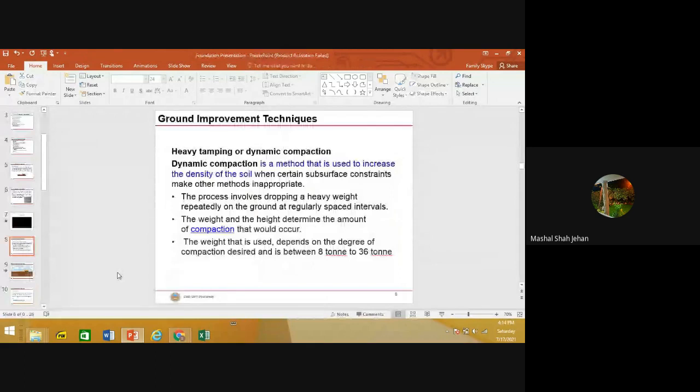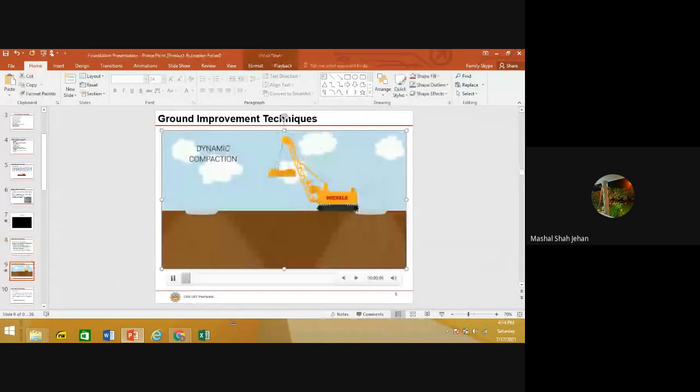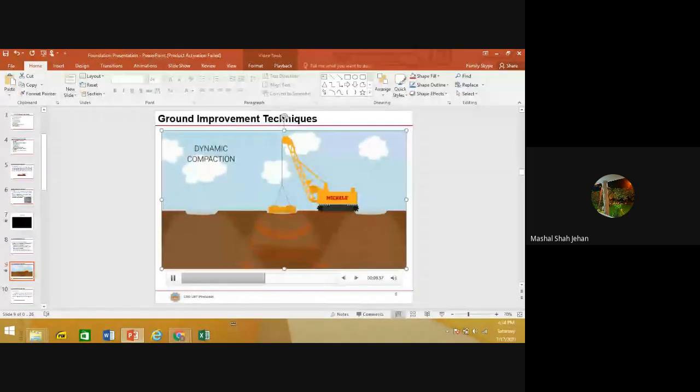Then comes heavy tamping or dynamic compaction. This method is used to increase the density of soil, like all other ground improvement techniques, when certain subsurface constraints make others inappropriate. Also, I'll be explaining its procedure with the animation. Basically, this process involves dropping a heavy weight repeatedly on the ground at regularly spaced intervals. The weight and the height determine the amount of compaction that will occur. The weight used mostly depends on the degree of compaction required, and it's usually between 8 to 36 tons.